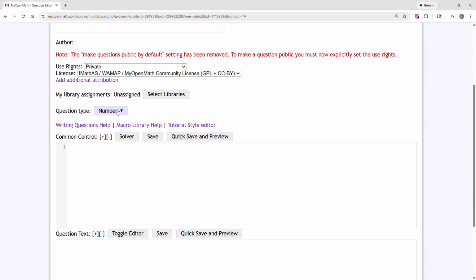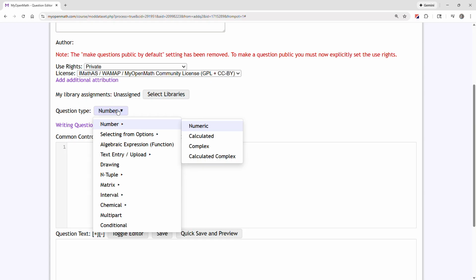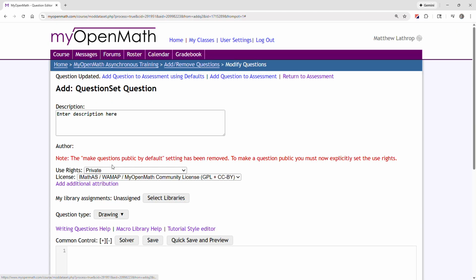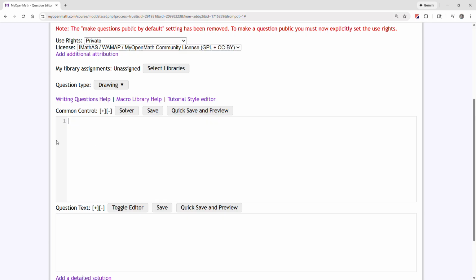Drawing-based answers, or question types, allow us to require students to graph curves, lines, dots, equations, and inequalities on a grid or on a number line. In order to select this, we would go to question type and drawing. And then we can define our answer. We can define a variety of different types of answers.